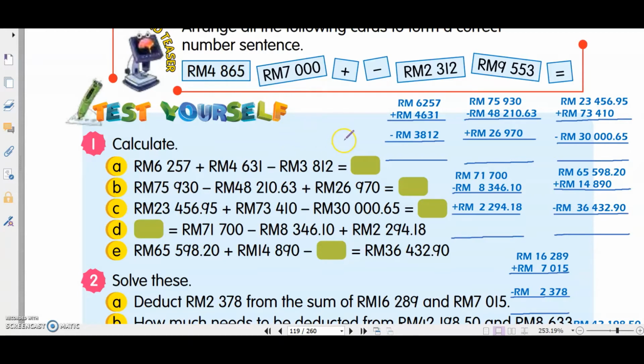Okay, let's discuss the homework you did previously. Okay, please check your answers. Okay, so 1a, we have to plus and then minus. So 1a is over here.